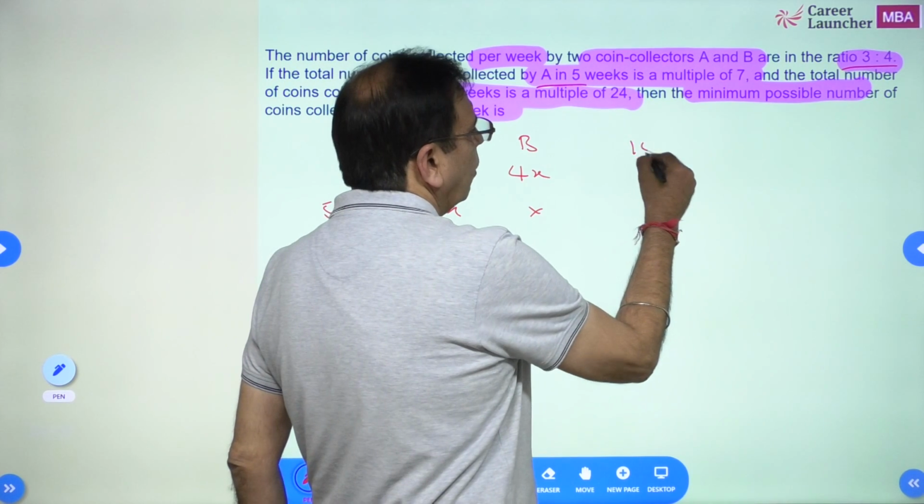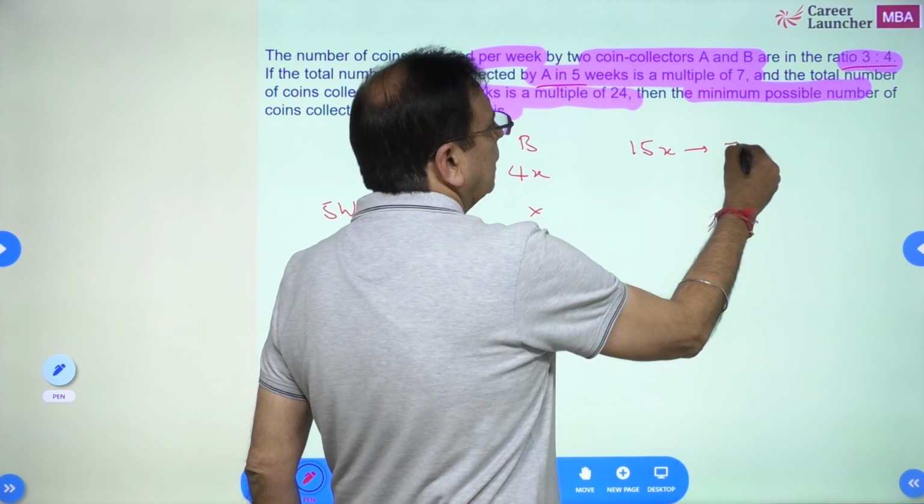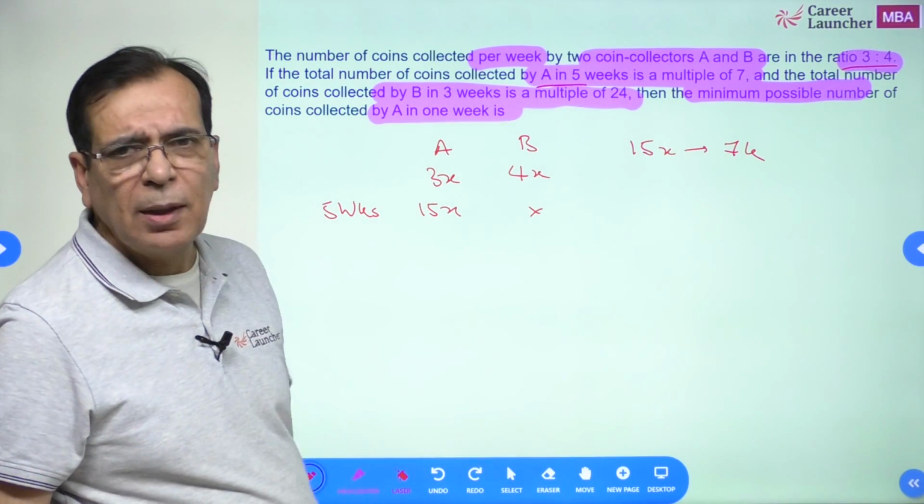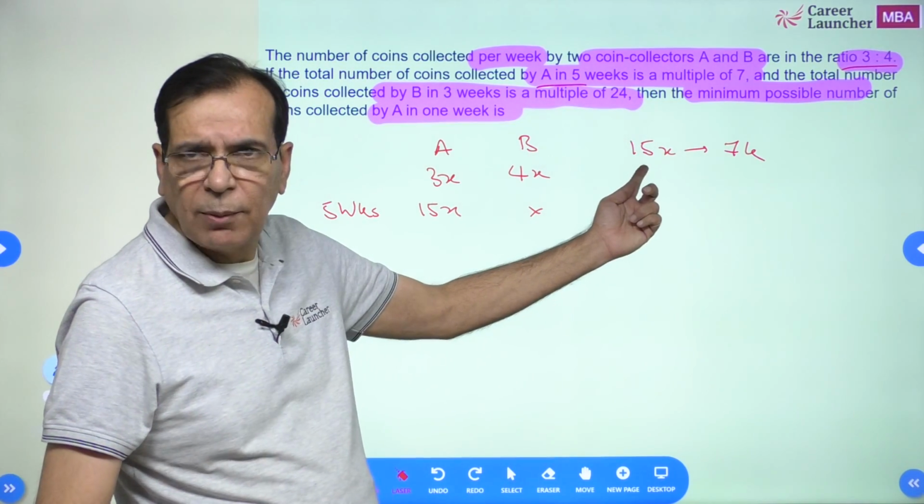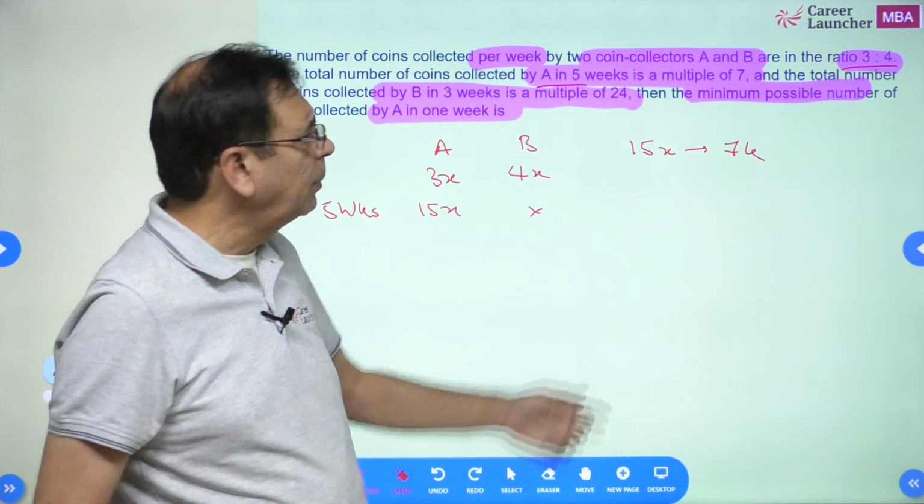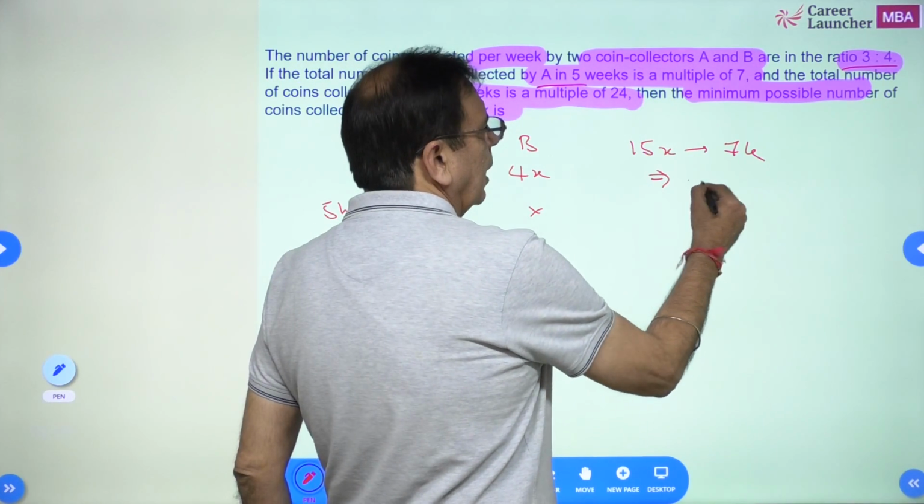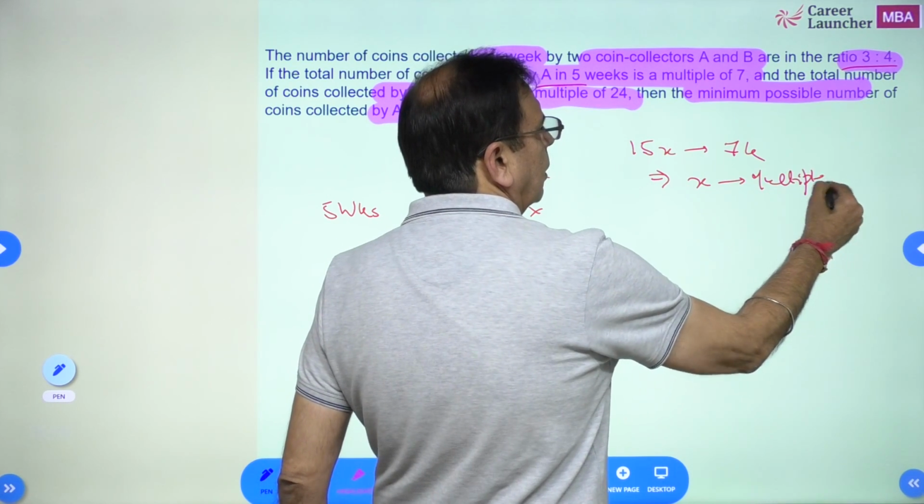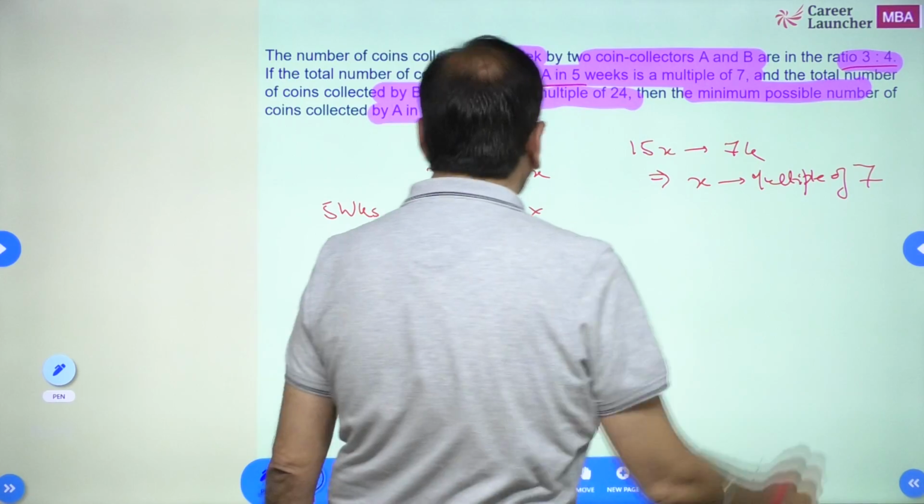So what does it say? 15x should be a multiple of 7. Some multiple of 7. Okay. तो क्या कह सकते हैं x के बारे में? 15 is not a multiple of 7. That means x should be a multiple of 7. So this is telling me x has to be multiple of 7.